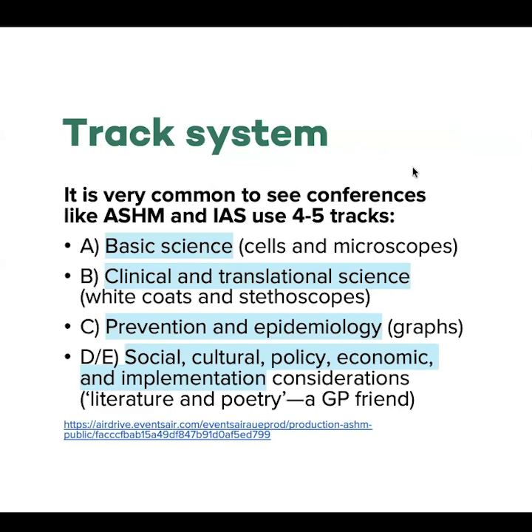If you are thinking about other conferences like ASHM and IAS, they usually use 4 or 5 tracks. They have basic science, which is cells and microscopes, and gas chromatographs, and the CRISPR and all the technologies that they use to do operations on cells. They do clinical and translational science, which is where that stuff turns into white coats and stethoscopes.